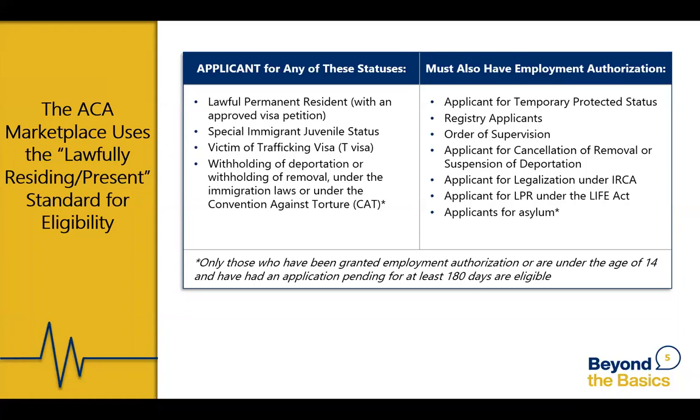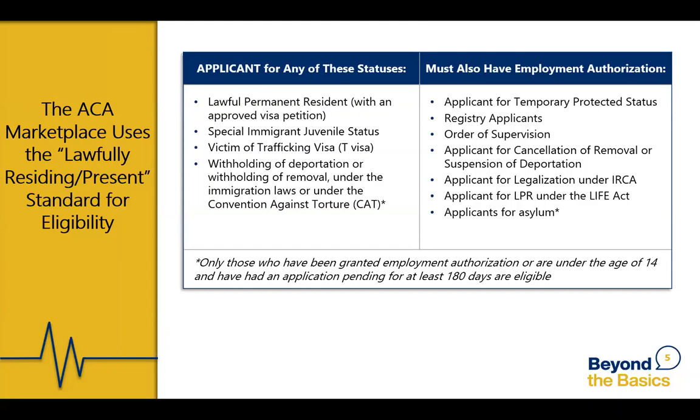People who are applying for status who require employment authorization to be eligible for marketplace coverage include people applying for temporary protected status, people applying for registry. That is a form of relief granted to people who've continuously resided in the United States since 1972. People applying for an order of supervision. That's another different form of humanitarian relief granted to people who can't safely return to their home country. People who are in the process of applying for cancellation of removal or suspension of deportation, applicants for legalization under IRCA, which is the 1986 law, and the Life Act, which is the 2000 law. Again, you're unlikely to see.